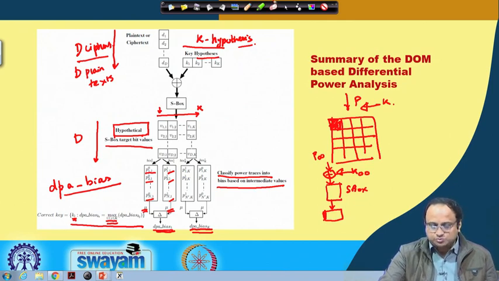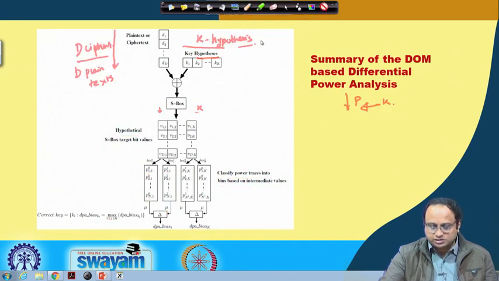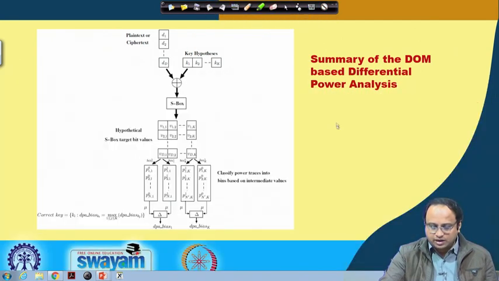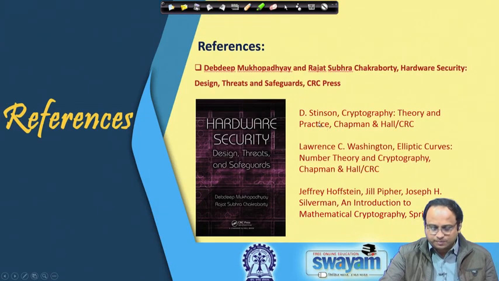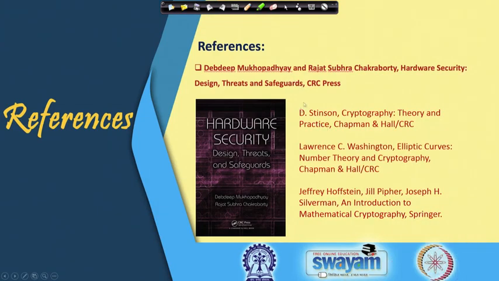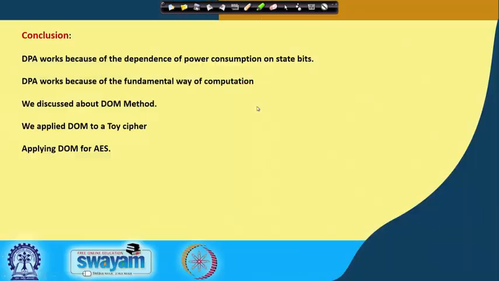So that is more or less the summary of what we had to discuss about difference of means. This is the reference that we have used. This is the standard textbook.